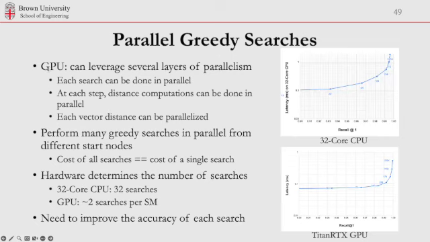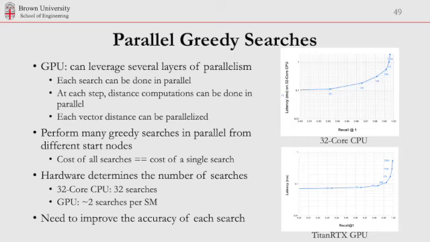So there's a lot of parallel potential there. With the GPU, we can leverage several layers of parallelism. Each search can be done in parallel. At each step of the search, we can do distances in parallel. And each distance itself, the vector norm, can be done in parallel. I know I didn't talk about GPUs a whole lot, but they are really good at leveraging parallelism.